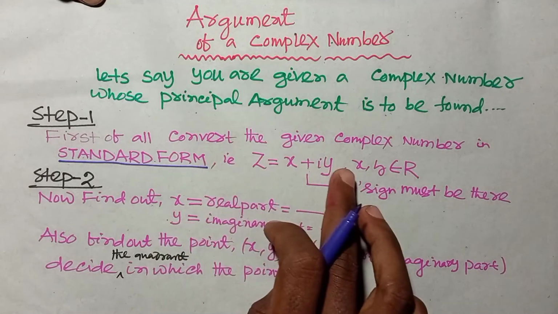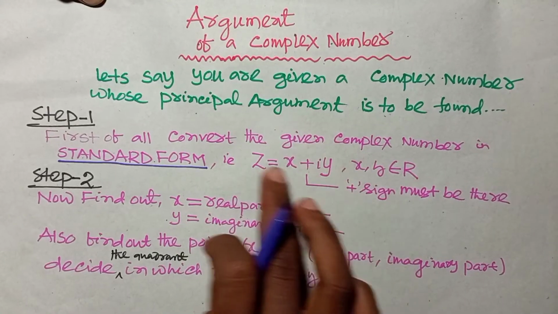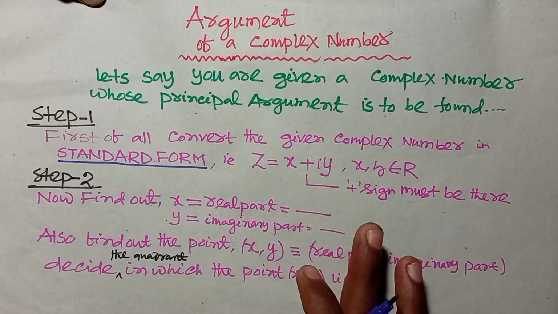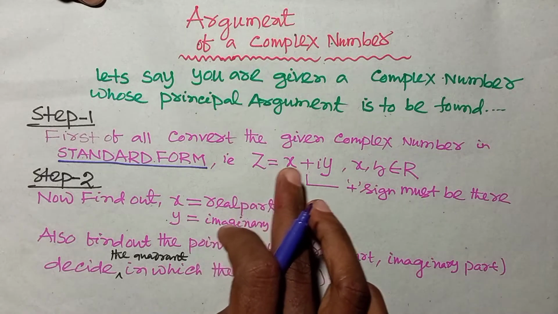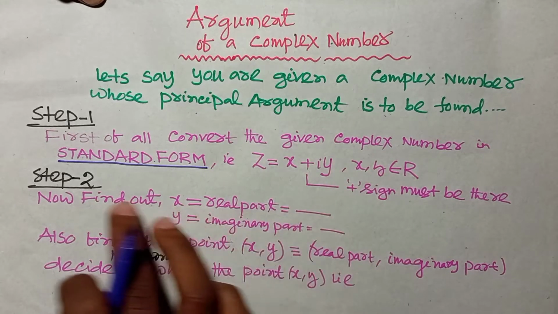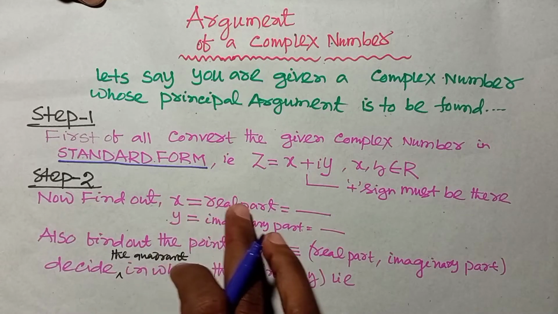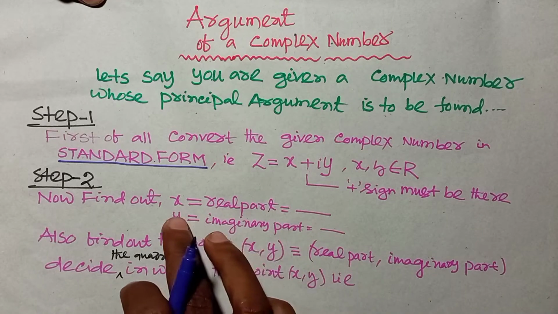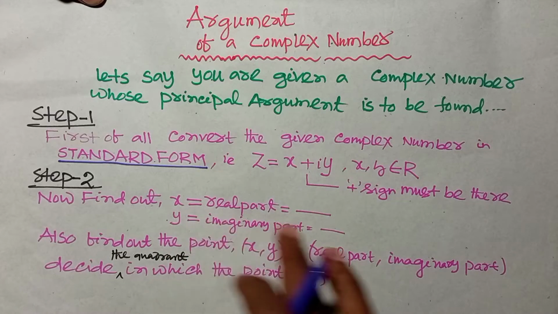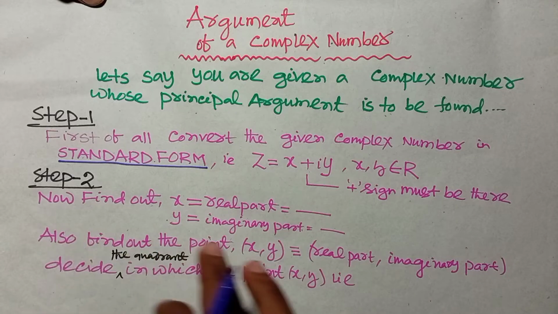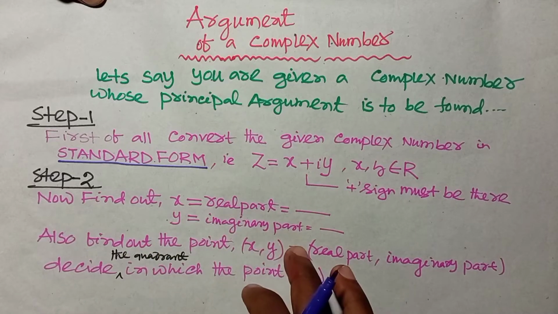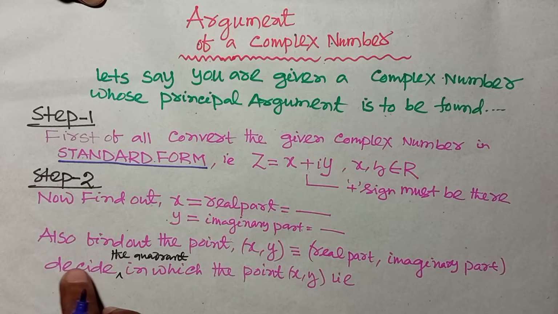So first of all you have to write the complex number in standard form, that is z is equal to x plus iota y. After writing the complex number in standard form, you have to find out the value of x, that is the real part, and y, that is the imaginary part. Also find out the point x, y, and decide the quadrant in which the point x comma y lies.